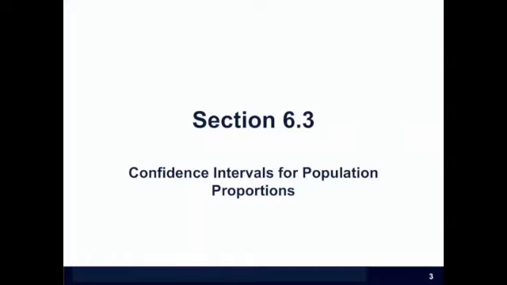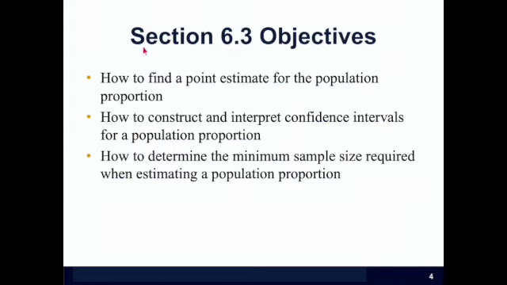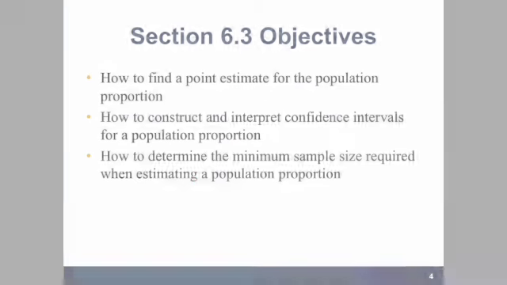Section 6.3: Confidence intervals for population proportions. Section 6.3 objectives: how to find a point estimate for the population proportion, how to construct and interpret a confidence interval for a population proportion, and how to determine the minimum sample size required when estimating a population proportion.